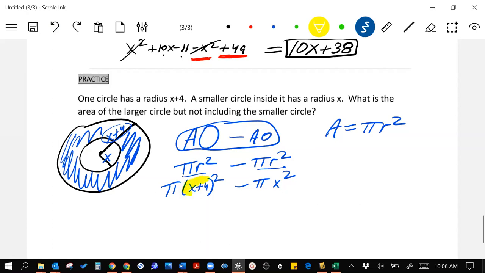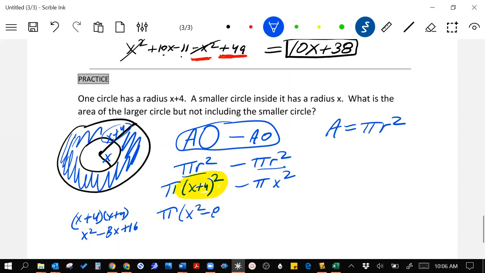So I have pi on the outside of it. x times x. Oh, now over here I should do x plus 4 and x plus 4. So I get x squared plus 4x plus 4x is plus 8x and plus 16. Pi times (x squared minus 8x plus 16) minus pi x squared.